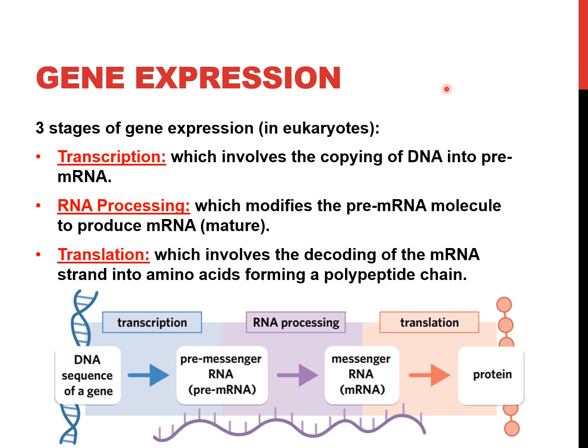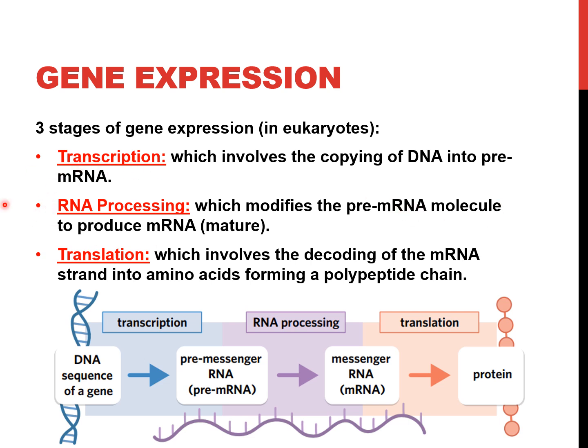So transcription, which involves the copying of our DNA. And it's copied into what? What have we learned about last video? Yes. All right. So it's going to be RNA, but in this case, it's messenger RNA. And it's also before RNA processing occurs, so we call it pre-messenger RNA, as opposed to what happens after RNA processing, which is mature messenger RNA, or just mRNA. Okay, so that's the first step, transcription.